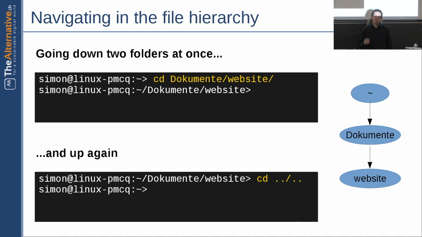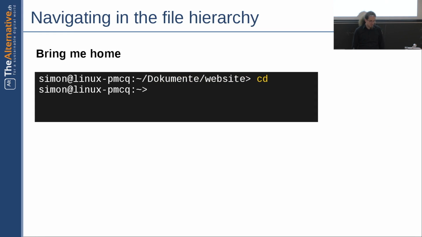Then, of course, the same way back works as well. Two dots, then a slash, and two dots again takes you two levels up in the structure. If you ever get lost and want to get back to your home directory, a simple cd without arguments will take you back to your home directory.